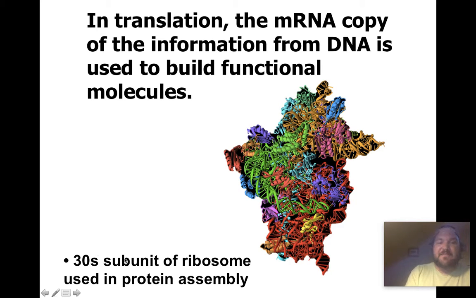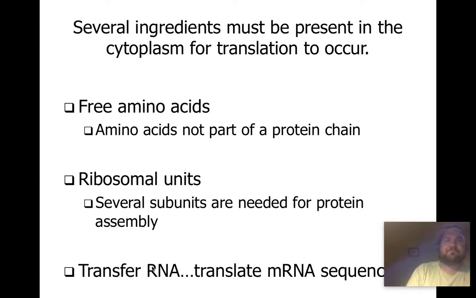The 30S subunit implies that there are, in fact, two different subunits that come together to make the functional ribosome. And that's true. They kind of make a little sandwich around the mRNA transcript in order to translate the mRNA transcript into a functional protein.